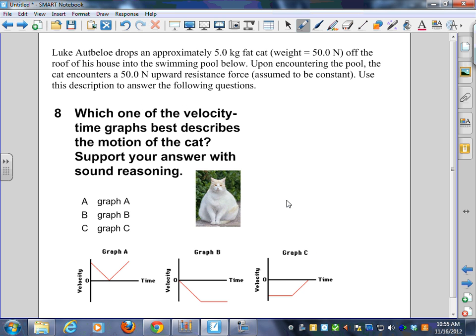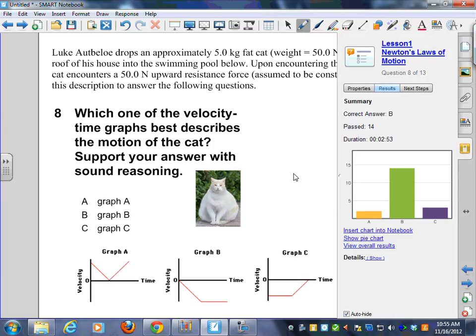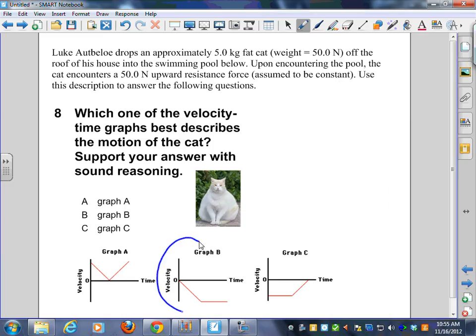What about this fat cat? That is one big cat. Correct answer is B, my friends. Why is it B?